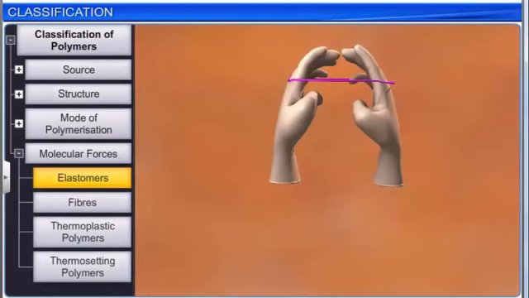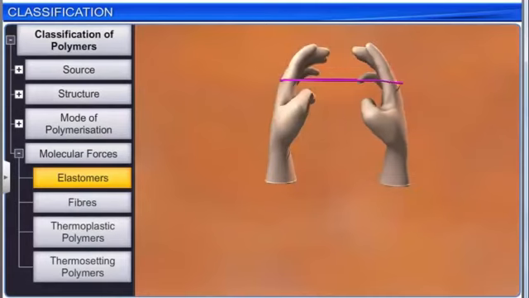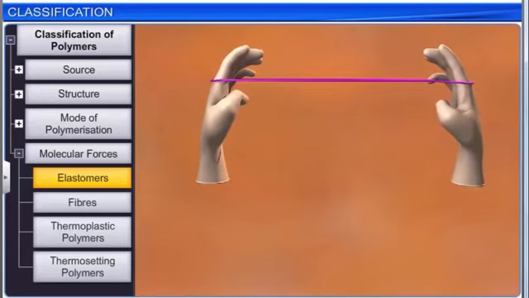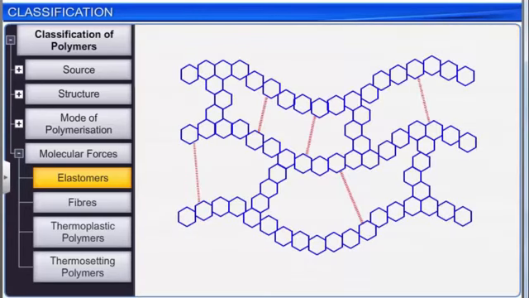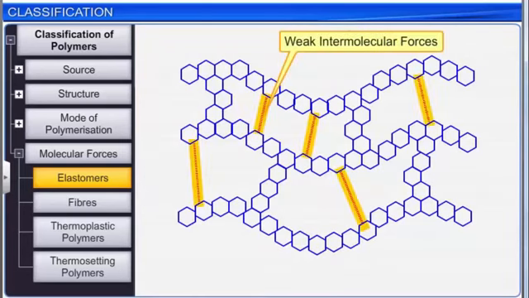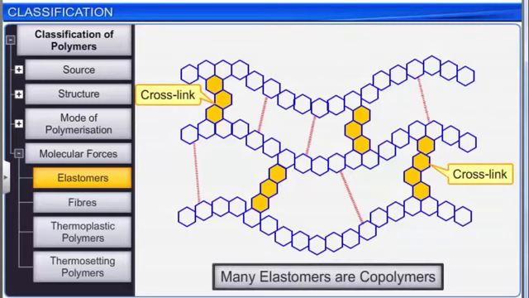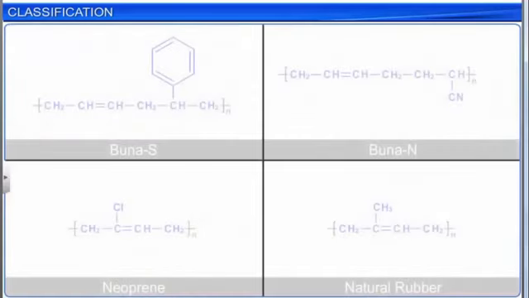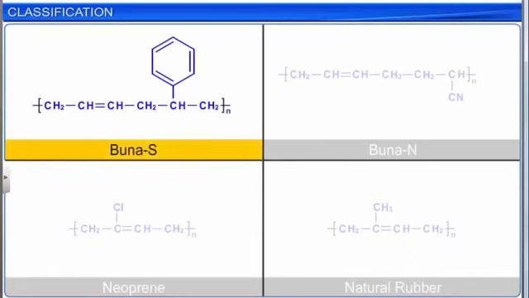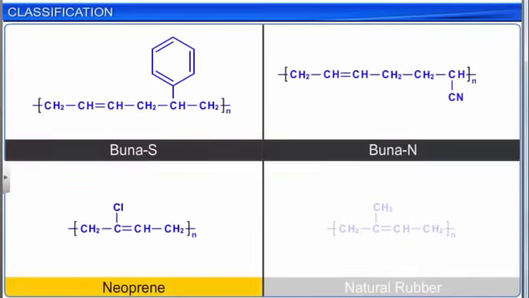Elastomers are rubber-like solids with elastic properties. An elastomer can be stretched to many times its original length. It snaps back to its original length when the external force is released. The polymer chains in elastomers are held together by very weak intermolecular forces. There may be a few cross-links between chains. Many elastomers are copolymers. Examples of elastomers are Buna-S, Buna-N, neoprene, and natural rubber.